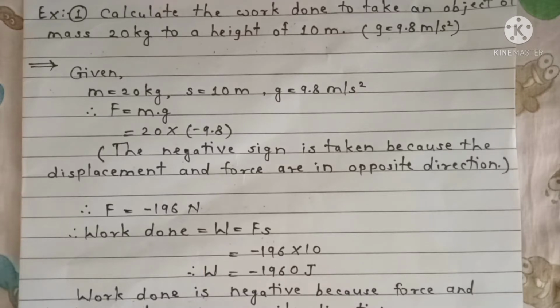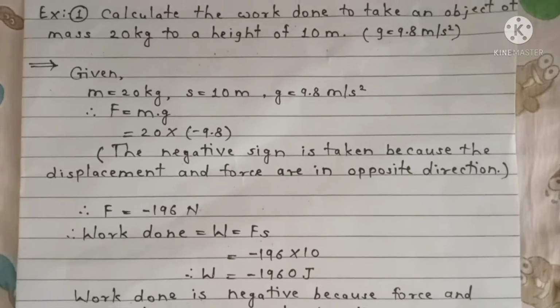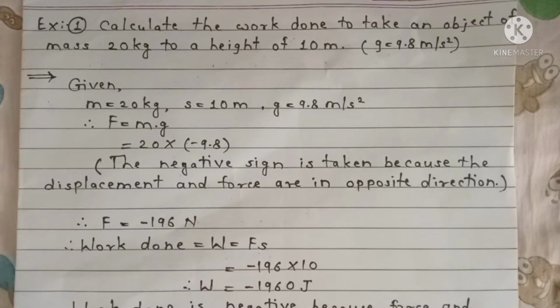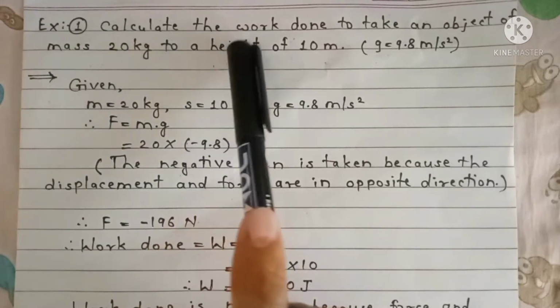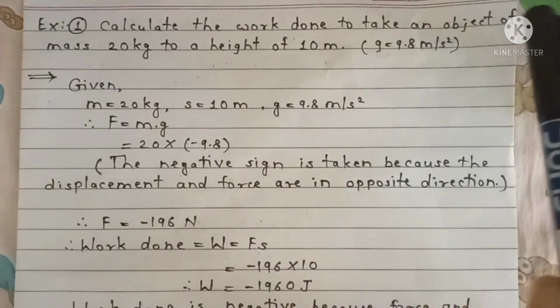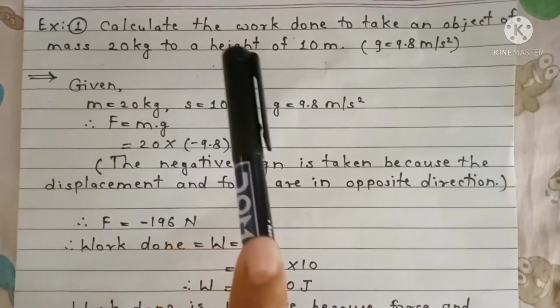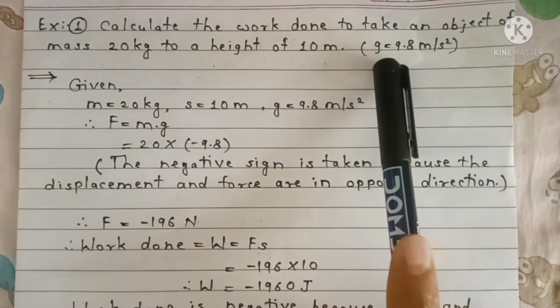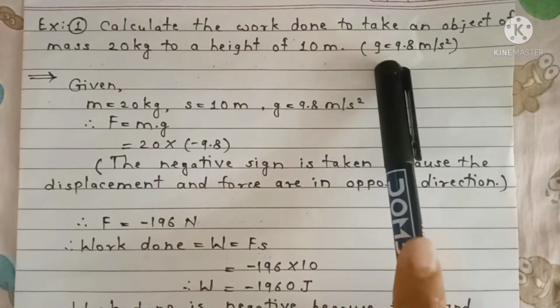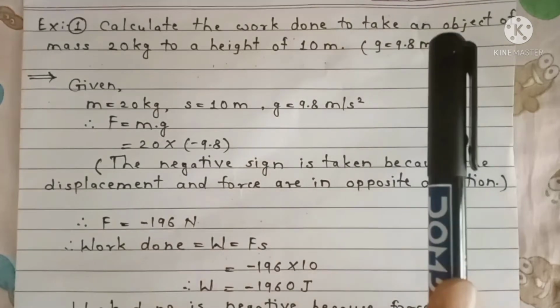Today we are going to see textbook solved examples from chapter number 2, that is work and energy. Let us see the first example. Example number 1. Calculate the work done to take an object of mass 20 kg to a height of 10 meter. The gravitational acceleration g value is given, that is 9.8 meter per second square.